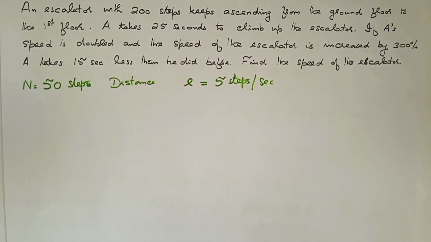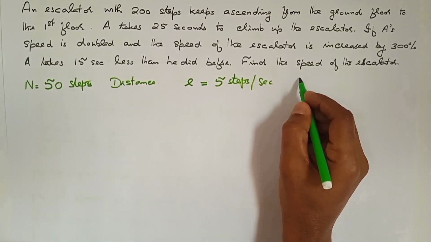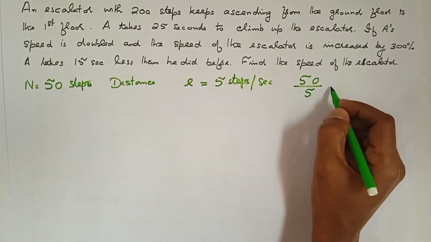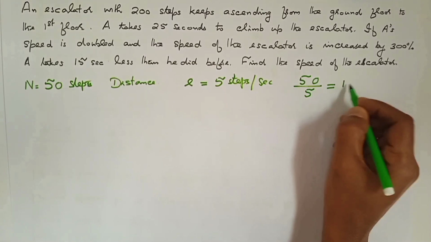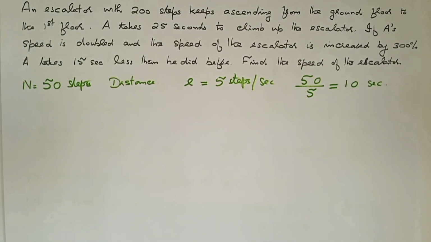Supposing you want to find out the time the escalator takes you from one floor to the other floor, how do you find out? The normal way: the distance is 50, every second you're moving 5 steps, so this is the speed. Distance by speed is time, which is 10. You take 10 seconds to go from one floor to the other using this escalator.